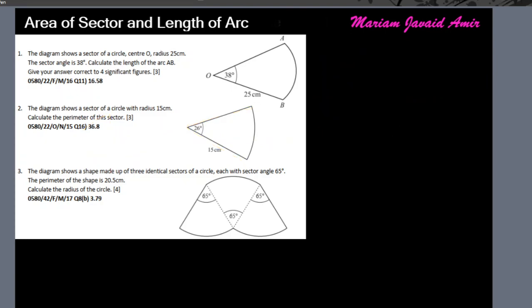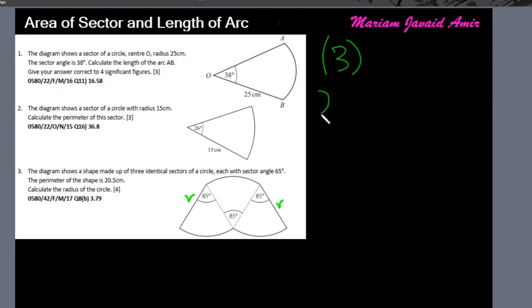Okay. Question 3. The diagram shows the shape. Okay, so question number 3 again. The diagram shows a shape made up of 3 identical sectors of a circle, each with sector angle 65. The perimeter of the shape is 20.5. Calculate the radius of the circle. So this is r.